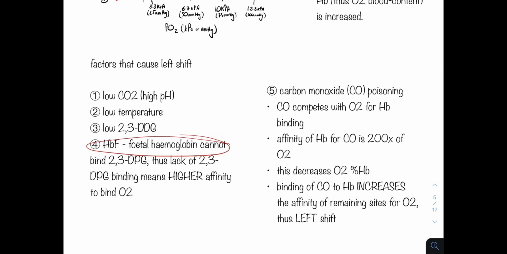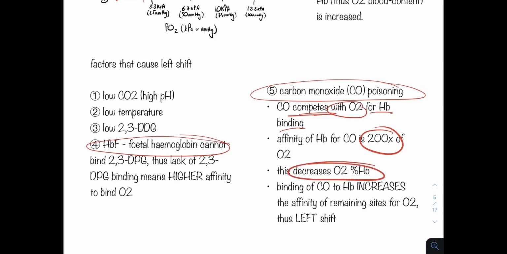Also, we have carbon monoxide poisoning. Carbon monoxide competes with oxygen for hemoglobin binding. The affinity of hemoglobin for carbon monoxide is 200 times that for oxygen. So what this results in is a decreased oxygen percentage hemoglobin saturation. The reason why this causes a left shift is because binding of carbon monoxide to hemoglobin increases the affinity of the remaining sites for oxygen, thus causing a left shift.